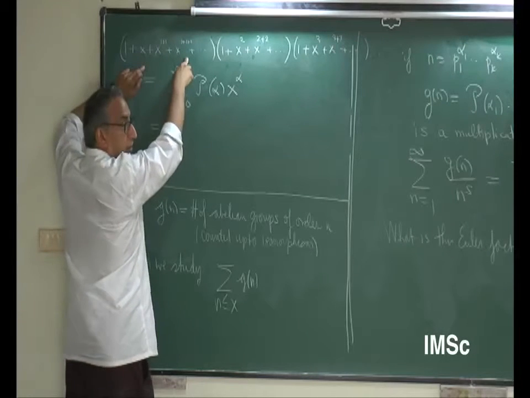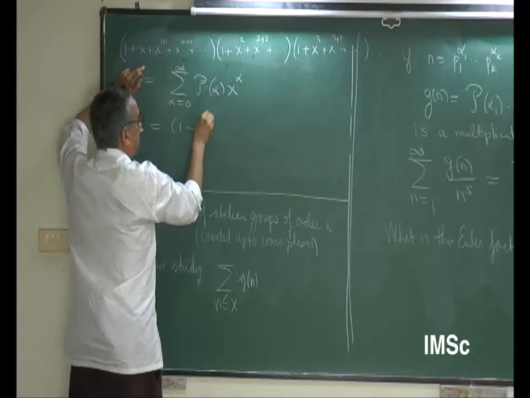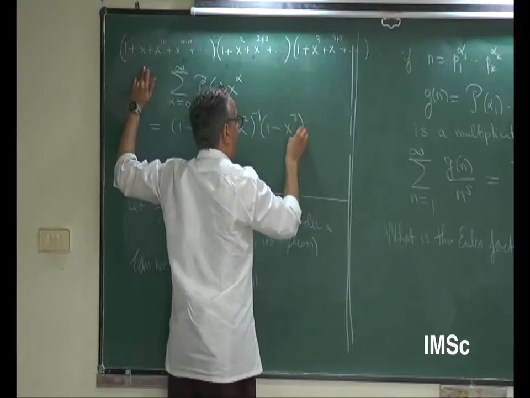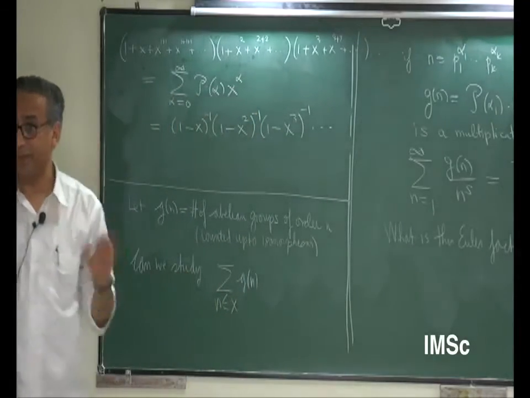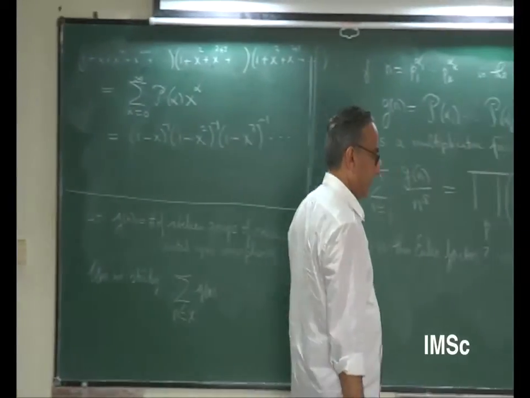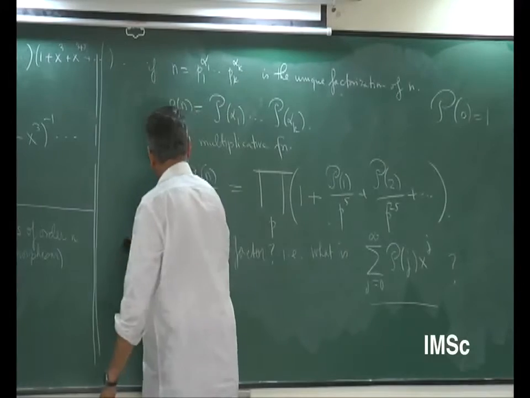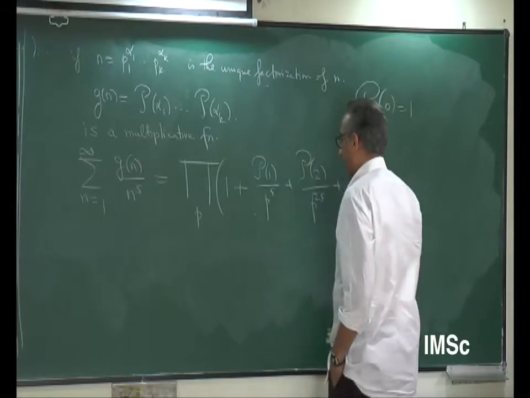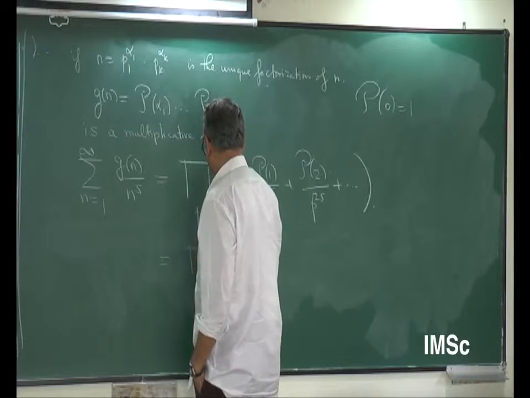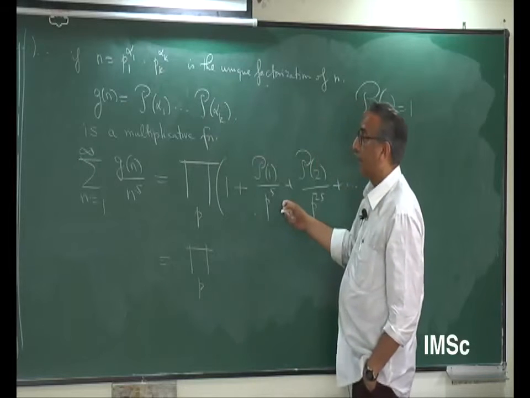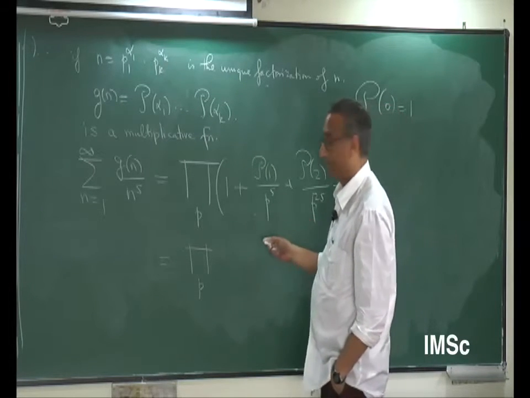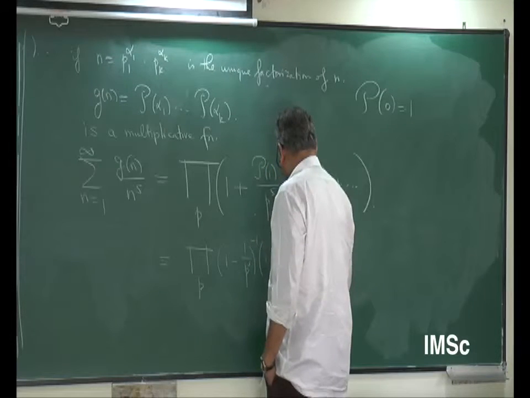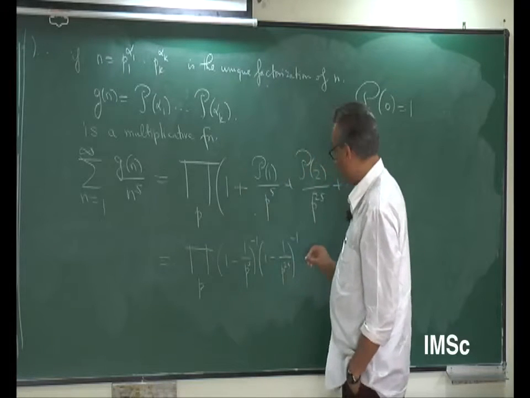Now these are very easy. What is this? This is just a geometric series. So it's 1 minus x, inverse. The next one is 1 minus x squared, inverse. 1 minus x cubed, inverse, dot, dot, dot. So I figured out that power series, and so now I can answer this question. This series, well, I have to plug in x equals p to the minus s.